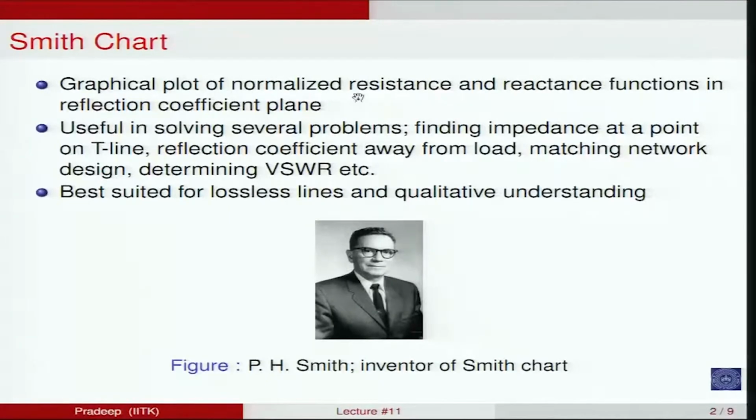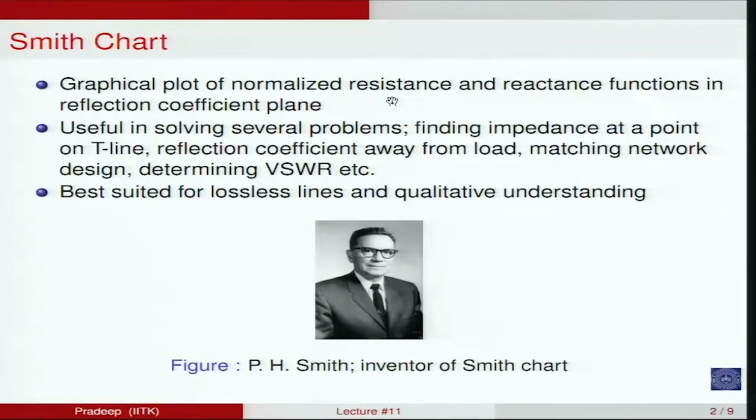What do we mean by normalized resistance and reactances? What we mean is that impedance Z, if you divide that impedance with respect to the characteristic impedance of the transmission line, then that forms the normalized impedance.